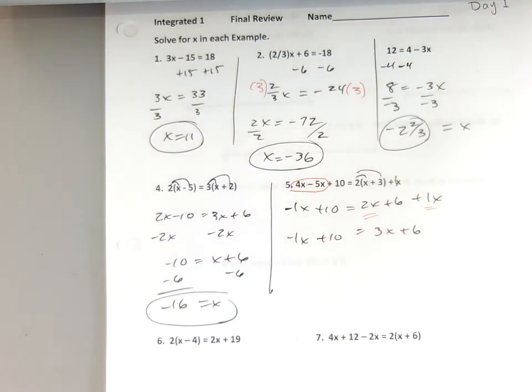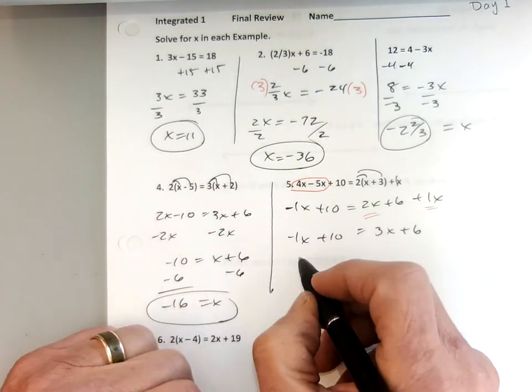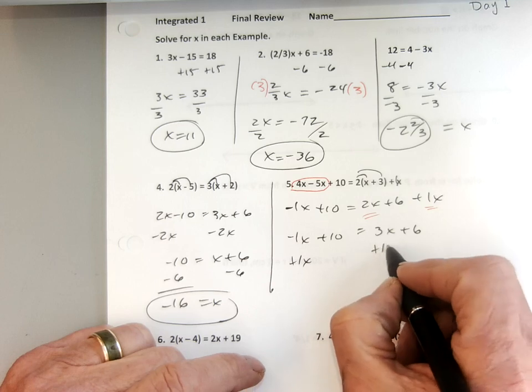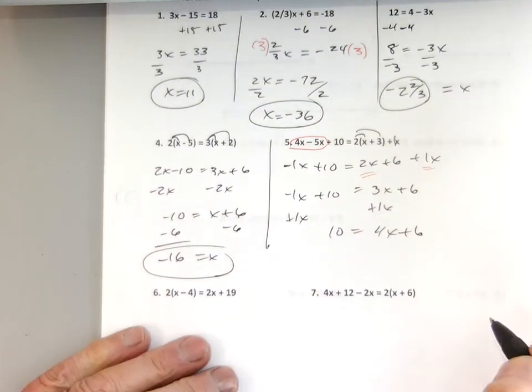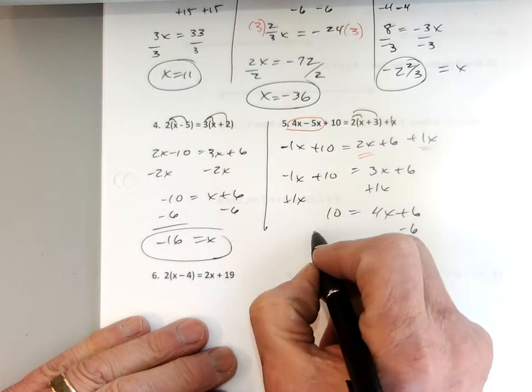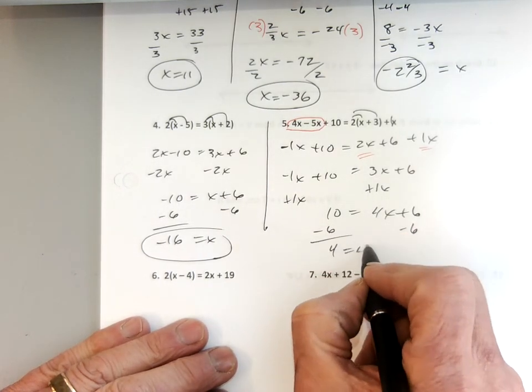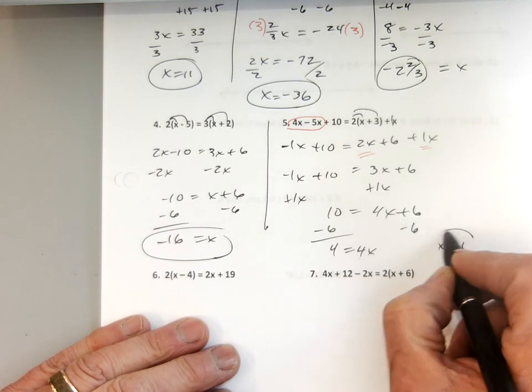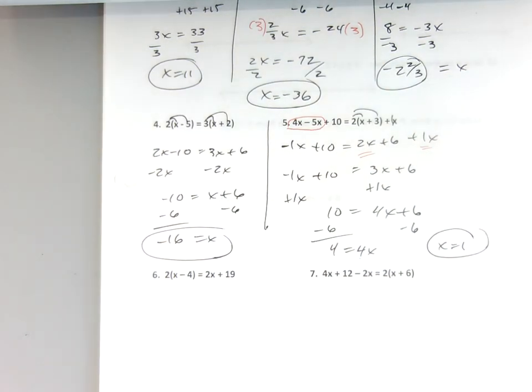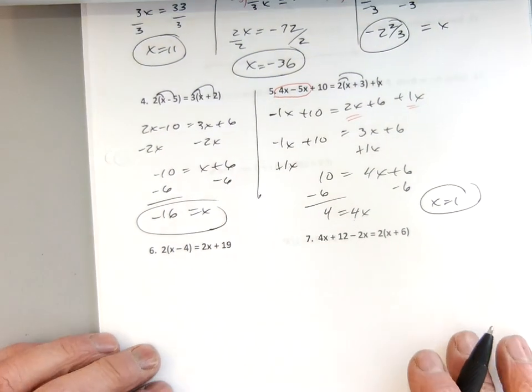Okay, now I'm going to solve. I like to get rid of the smallest one first. I'm going to go plus 1x plus 1x. I'll get 10 equals a 4x plus 6. Okay, I'm cruising. I'm going to go minus 6. I'll have 4 equals 4x. Okay, I'm running out of room, but if I divide by 4, I'll have x equals 1. Okay, go ahead and pause it anytime you want if I'm going too fast. I'm just going to keep doing these, okay?